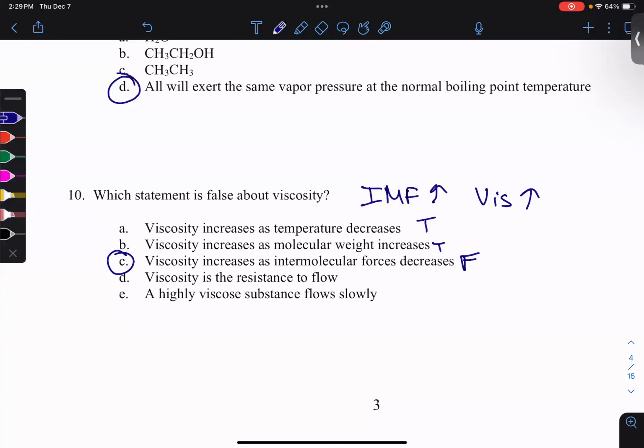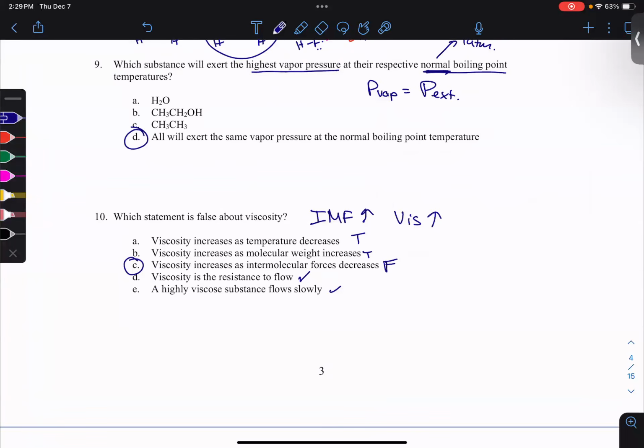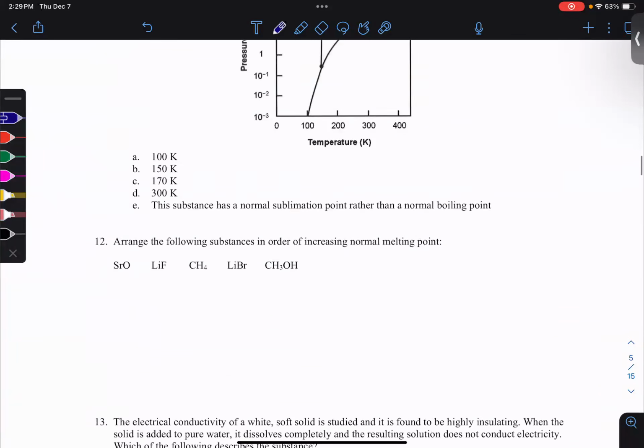But let's just go through all of them. Viscosity is resistance to flow. That's true. A highly viscous substance flows slowly. That's true. I just came up with other options. Okay. All right.